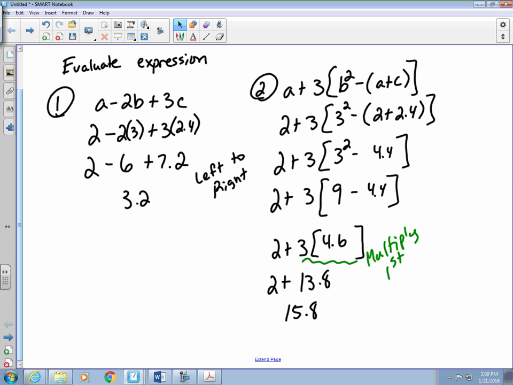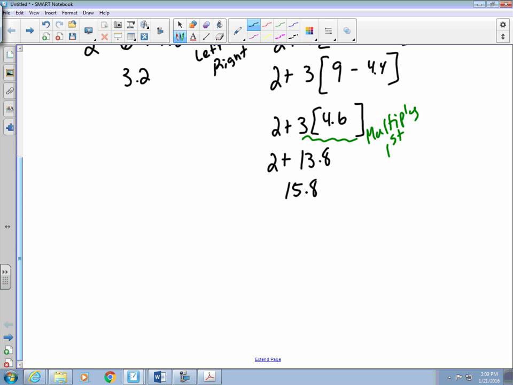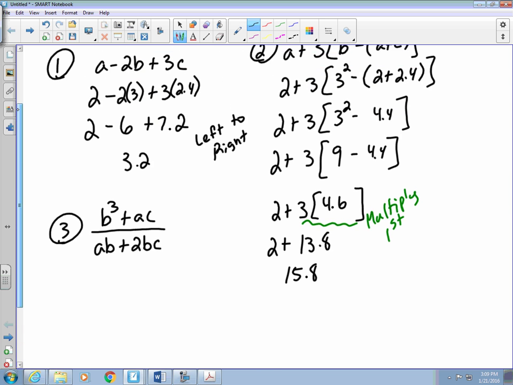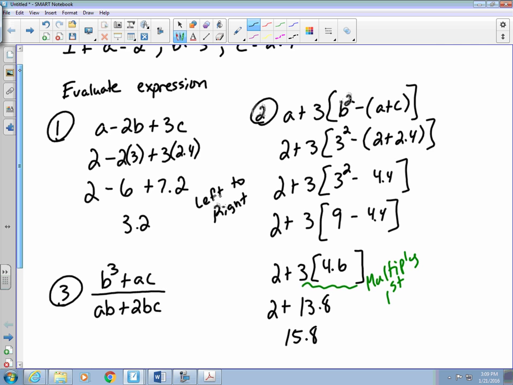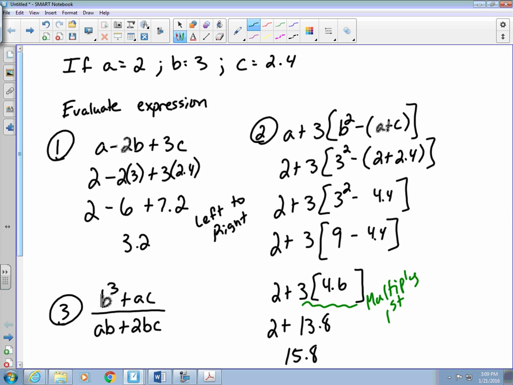And same thing with number 3. Number 3 of your SLO will have this expression, which is a fraction. When you work with fractions, you're going to do the numerator, or the top, separately from the denominator, or the bottom. So you're going to just work the top and the bottom separately. I'll scroll back up so I know what my A, B, and C are again. Let me box this off so we don't get that mixed up.